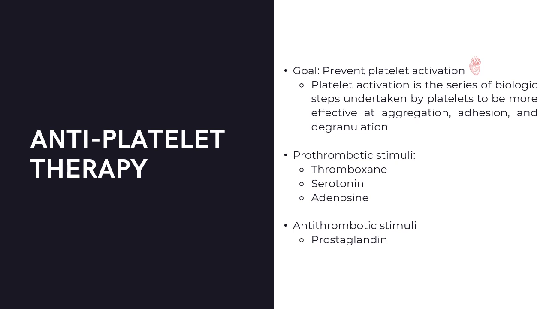So for us to understand in general how antiplatelet therapy works, we need to know that there is a balance between different stimuli, and this balance is prothrombotic, meaning they would like to form a clot, or antithrombotic, preventing the formation of a clot. So these are balanced like a weighing scale. The prothrombotic stimuli are thromboxane, serotonin, and adenosine. And the antithrombotic stimulus that is relevant pharmacologically is prostaglandin E.